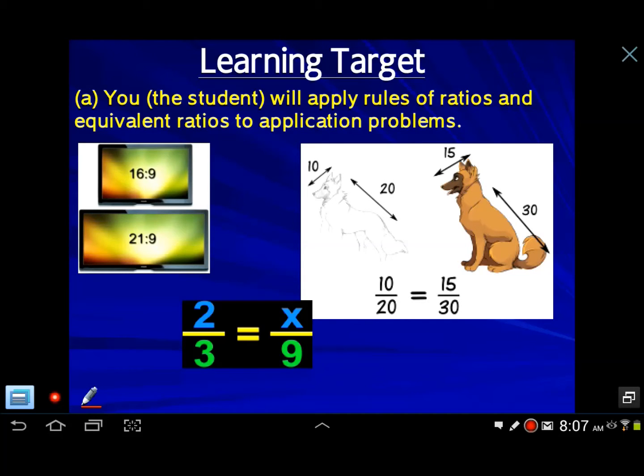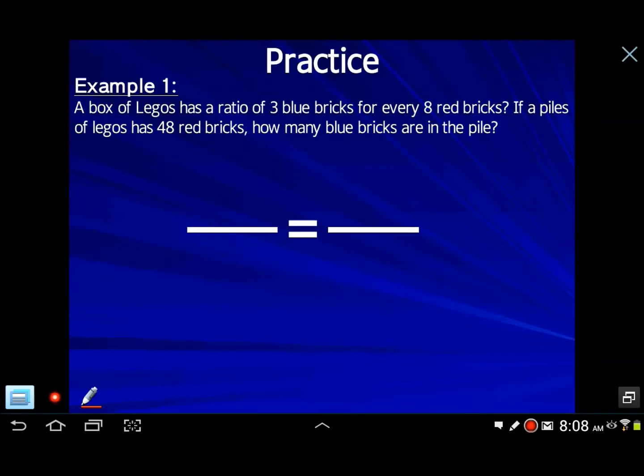Okay, let's go ahead and get started here on our next flip lesson, which is going to cover application problems with ratios and unit rates. Our learning target today is that you, the student, will apply rules of ratios and equivalent ratios to application problems, basically word problems, anything where you have to apply these skills. Okay, so let's go ahead and jump into our first example here.